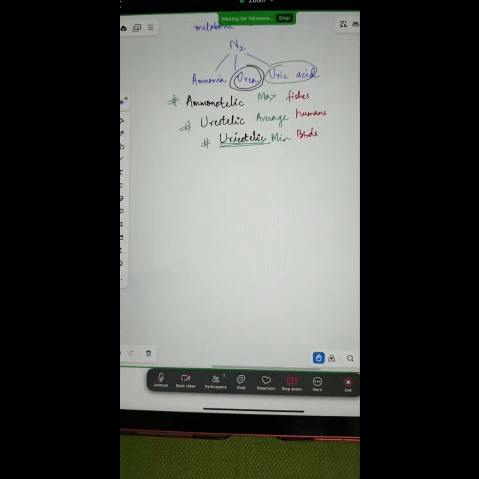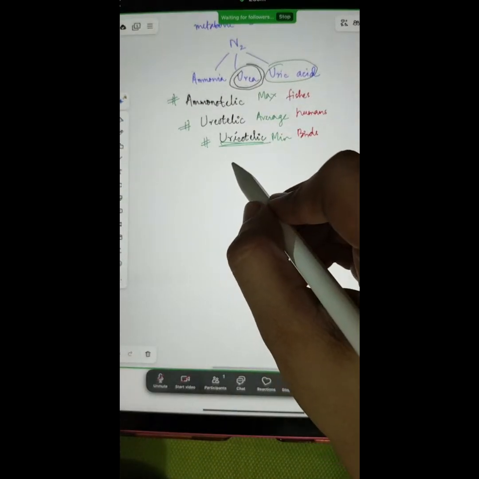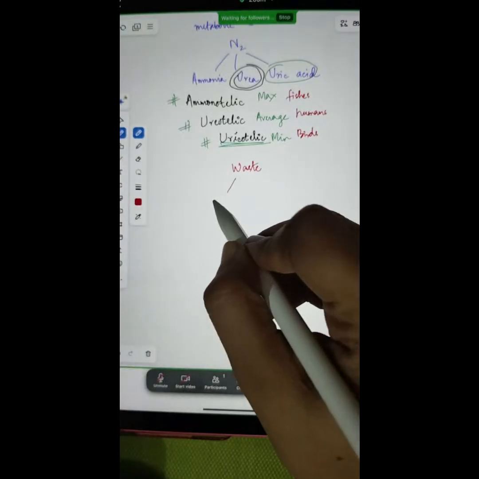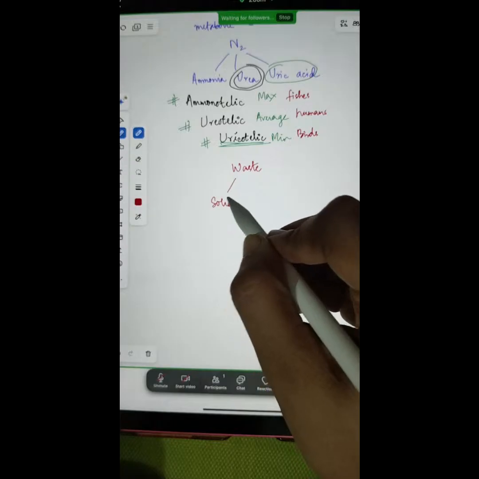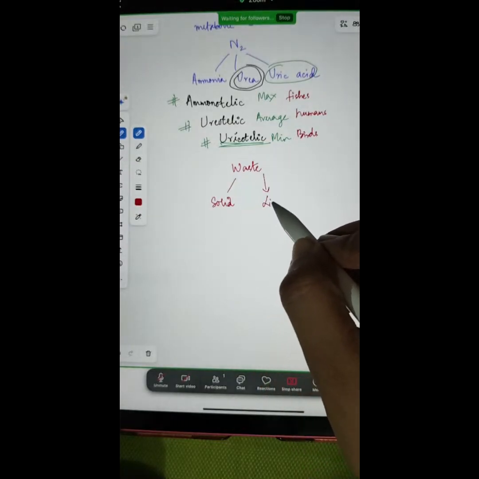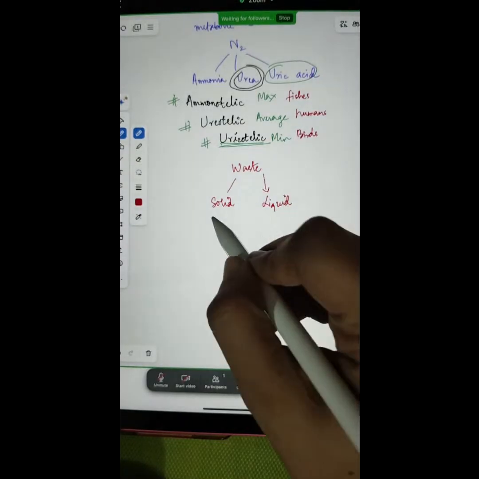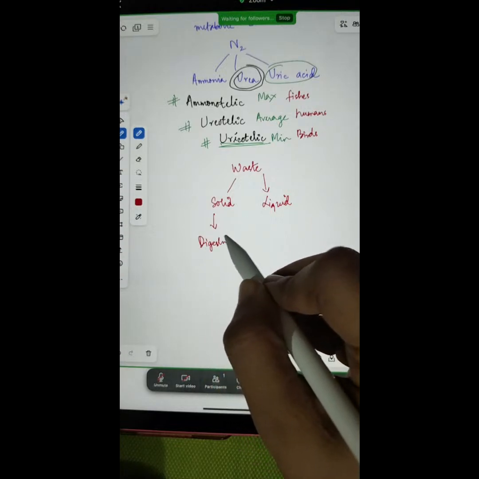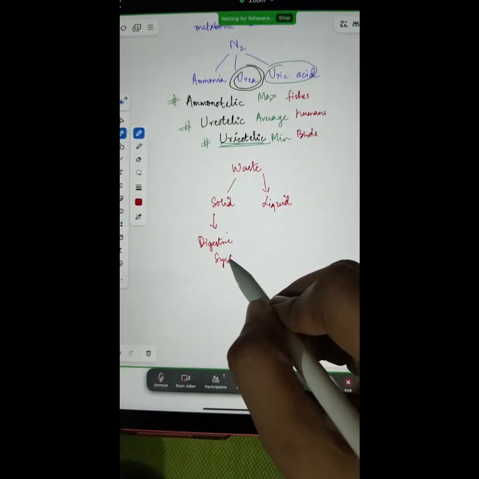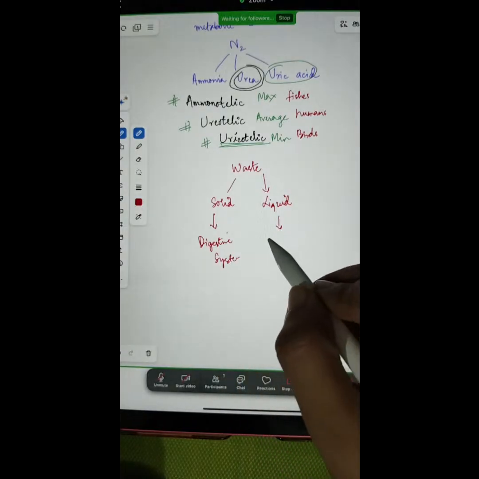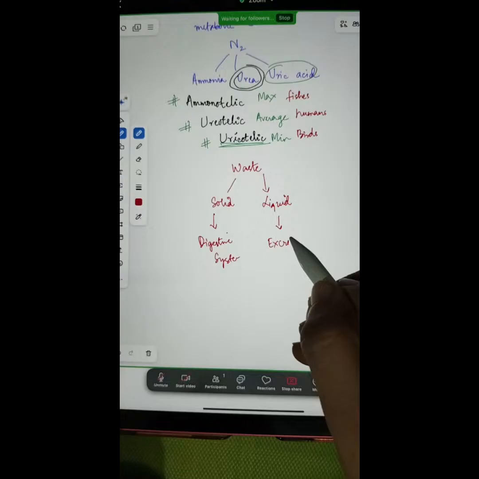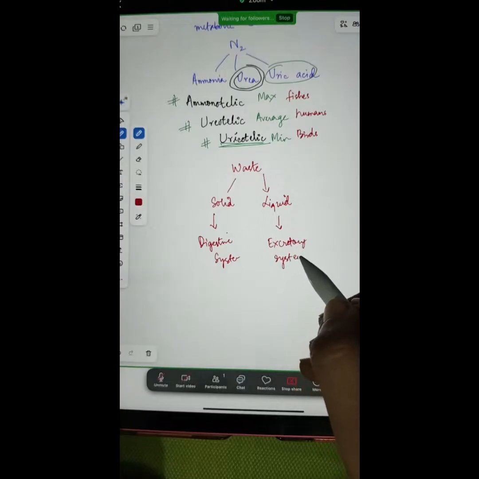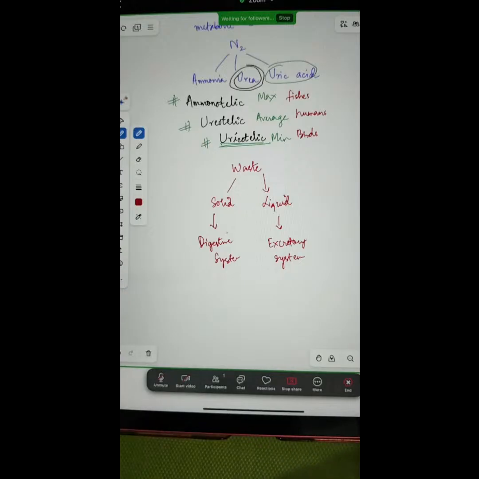Now remember, the human body produces two types of waste. One is the solid waste and another is the liquid waste. Solid waste is a part of the digestive system, whereas the liquid waste is a part of the excretory system. This thing is also not clear to many of the students, so be clear with this.